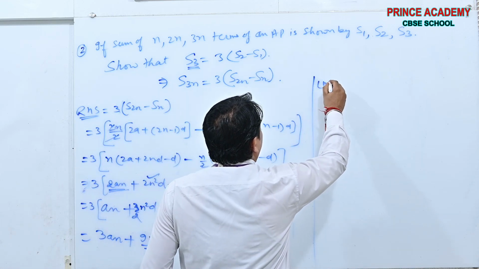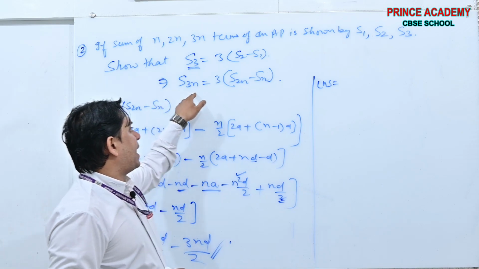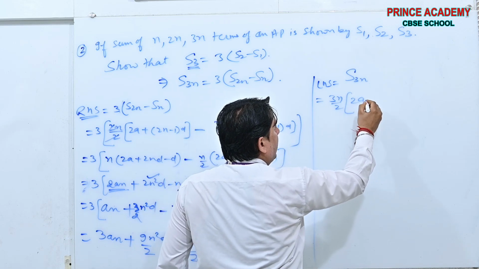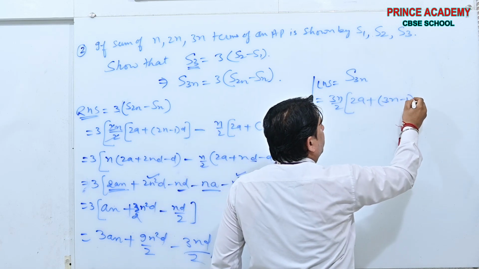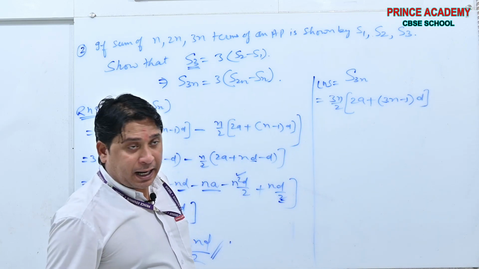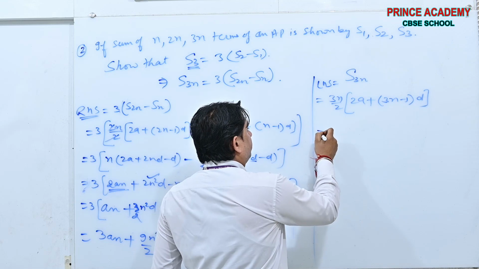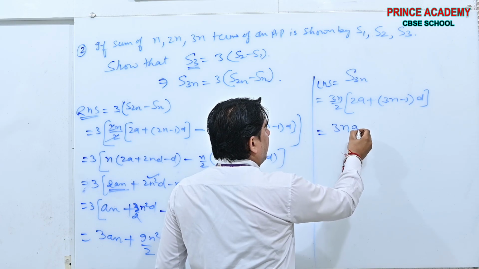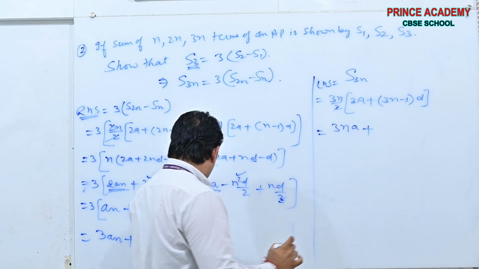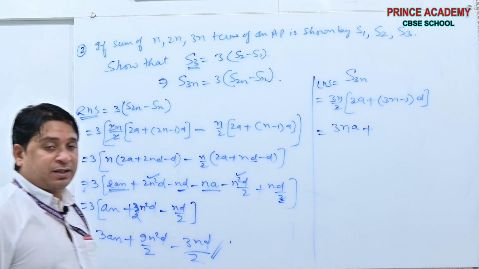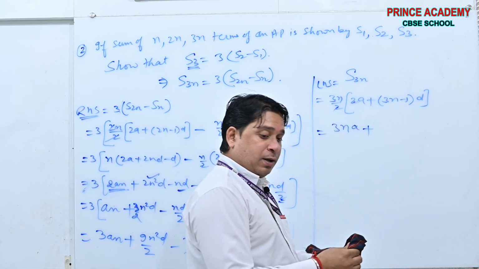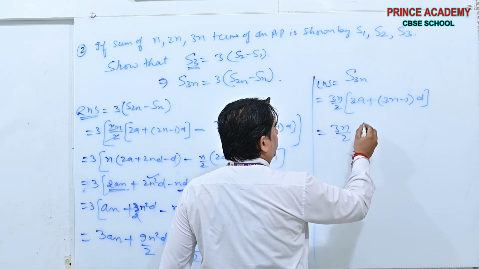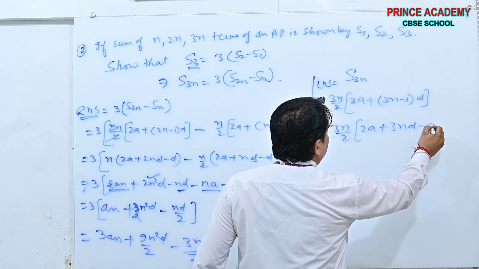Now left hand side. What is left hand side? S3n. S3n is n by 2, 2a plus n minus 1 into d. Yes or no? Done beta. Now see. Multiply inside, 3n with this: 3na. 2 will cancel 2. Yes or no? You can observe the first term was 3na or 3an. Done. Now see. Leave it here, 3n by 2, 2a plus 3nd minus d.